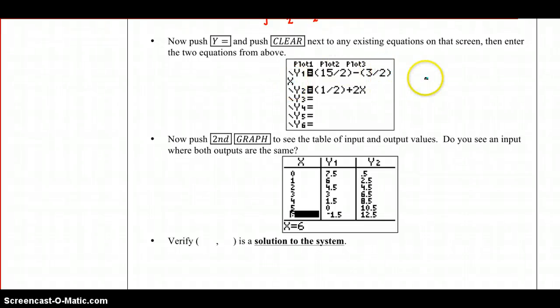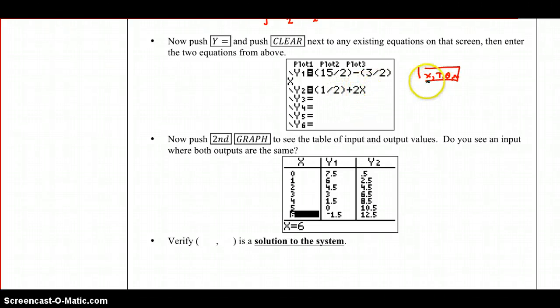And then again, to type an x, you have a key on your calculator that looks like this. So you're going to push that button to type an x. Then we're going to arrow down, and next to y2, again, parentheses around our fraction. So parentheses 1 divided by 2, and then close those parentheses, and then plus 2x.